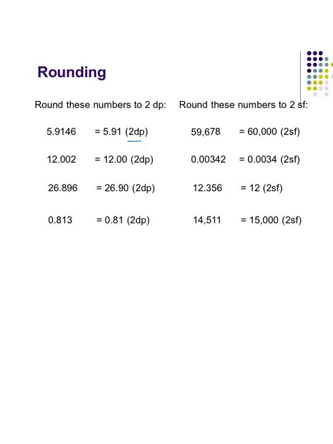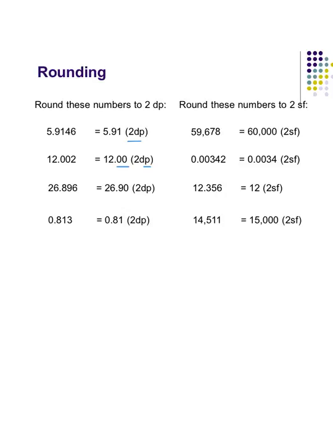Here we have 12.002 to 2 decimal places. Third decimal place less than 5, so it stays as 12.00. You must put those zeros in because it says to 2 decimal places. We need some placeholders there.